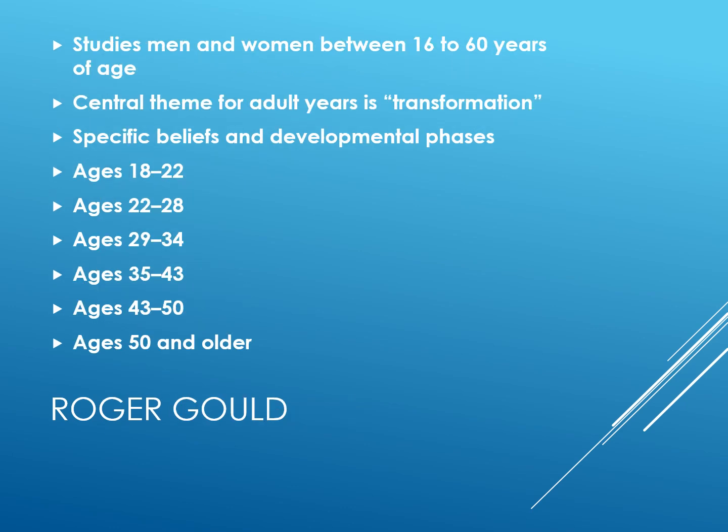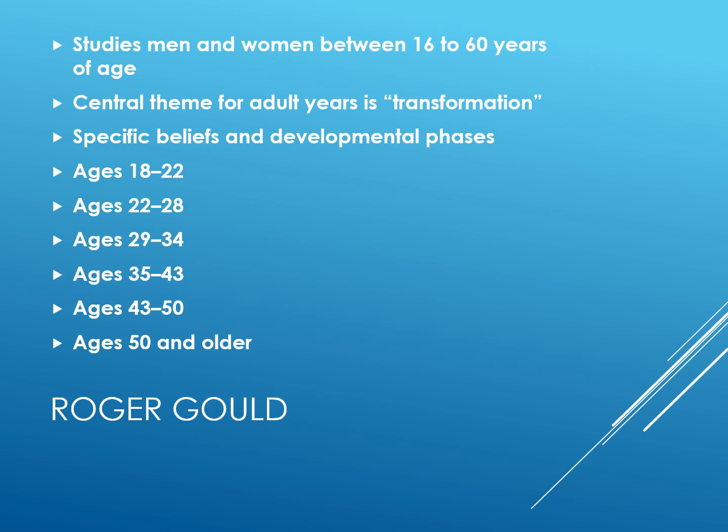So Roger Gould is a psychiatrist trained in psychoanalytic therapy. He studied individuals between the ages of 16 and 60. The central theme of his theories is adult transformation, and identifying specific beliefs and developmental phases. So his theory begins with adulthood.